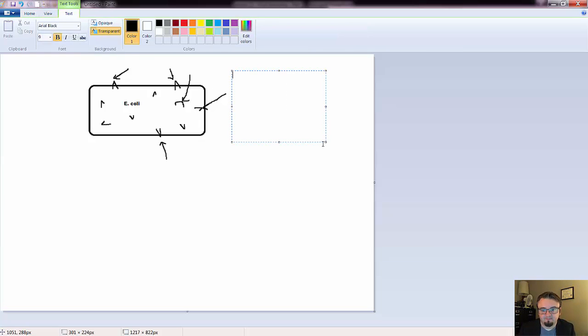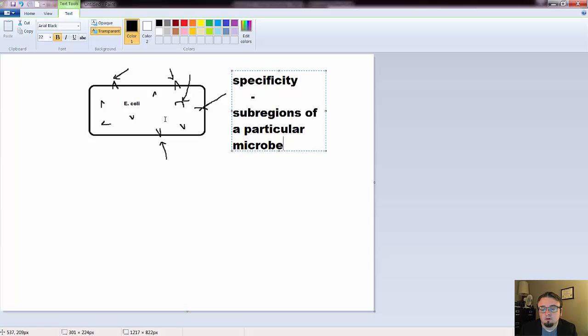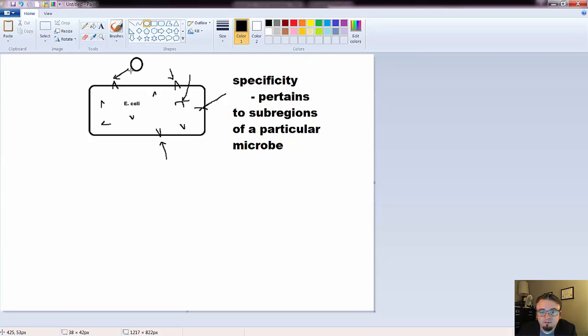So when we talk about specificity and the ability of our body to respond to specific types of foreign substances, we're really talking about key regions, or I should say, it pertains to subregions of a particular microbe. So our body could literally have a different lymphocyte to respond to each of these different parts of the cell. So our body could literally create 1,000 different types of lymphocytes, each one to respond to a different part of the microbe. Doesn't mean that it necessarily will.